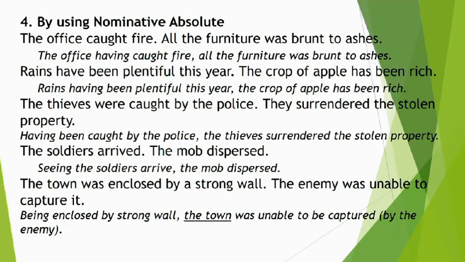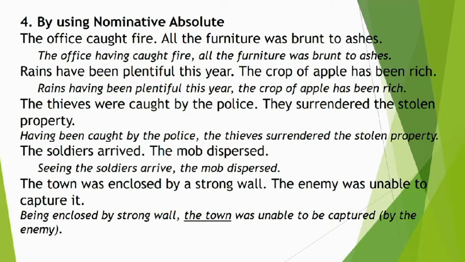Another way of combining two simple sentences into one simple sentence is by using nominative absolute. What is a nominative absolute? A nominative absolute is a freestanding part of a sentence that describes the main subject and verb. It is usually at the beginning or at the end of the sentence, although it can also appear in the middle.